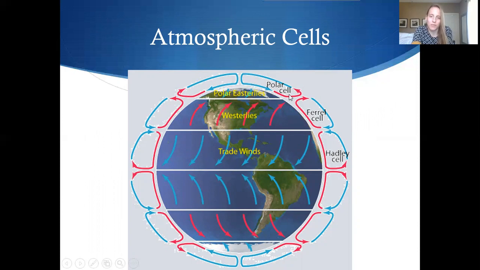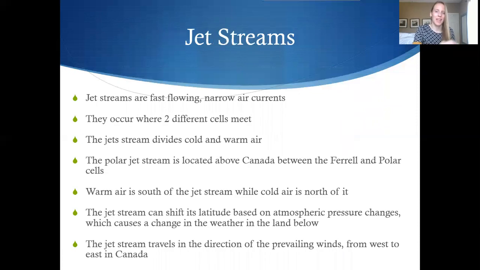So near the poles, both at the top and the bottom down here, would be the polar cells. The Hadley cells are on either side of the equator, and then the ones in the middle of the polar and Hadley cells are the Ferrel cells. So that would be here and here. And you can also see I've talked about polar easterlies, westerlies, and trade winds here. Those are different types of prevailing winds that develop because of the atmospheric cells. I think, yeah, we're going to come back to that.